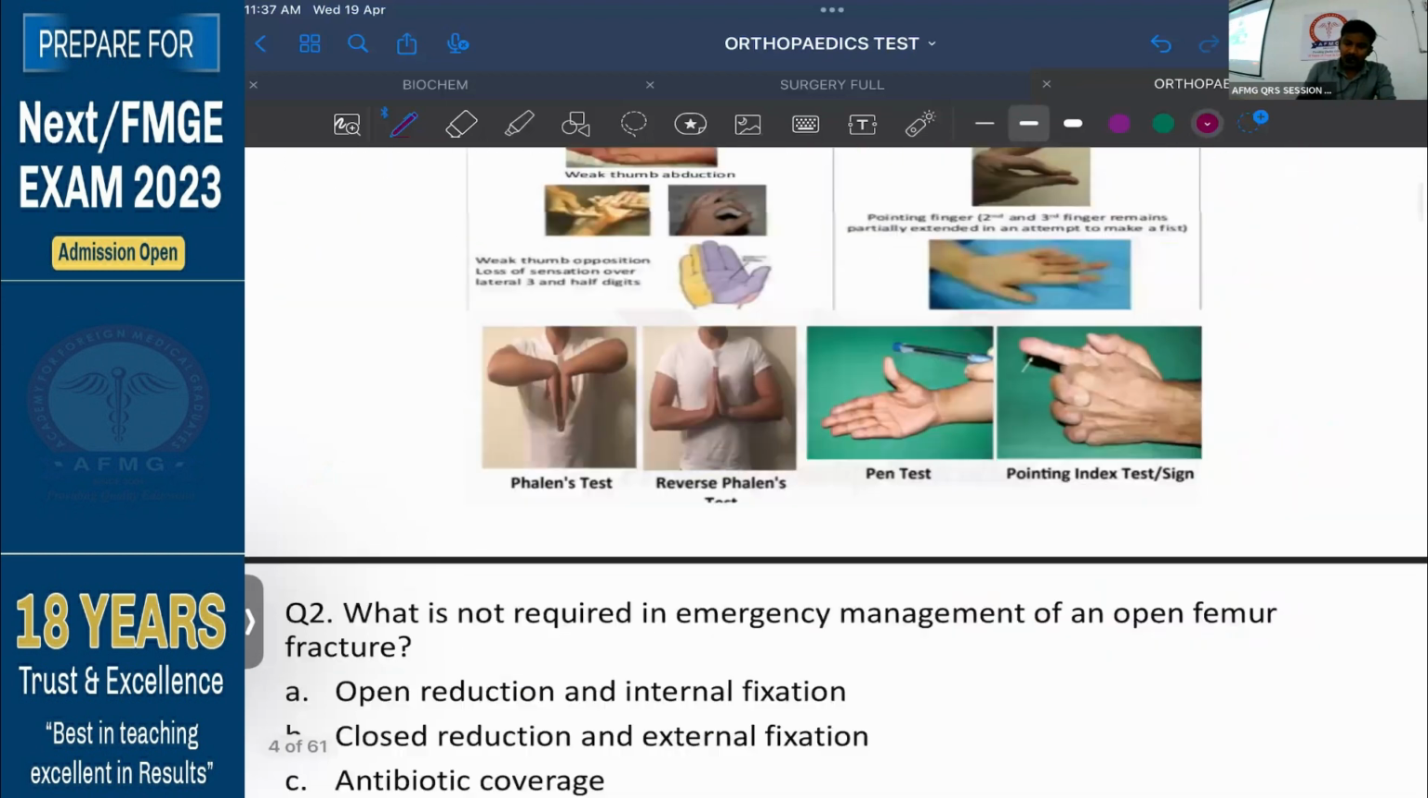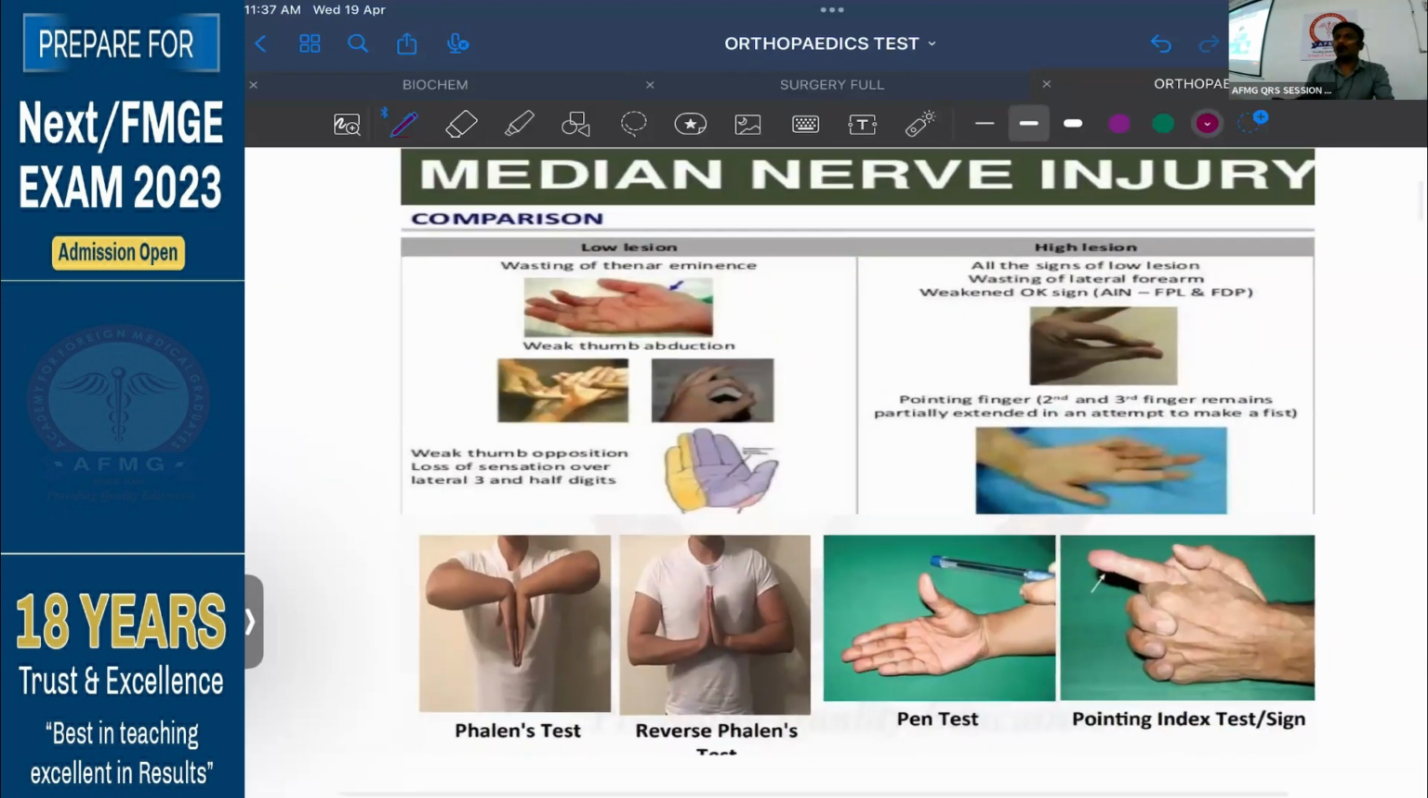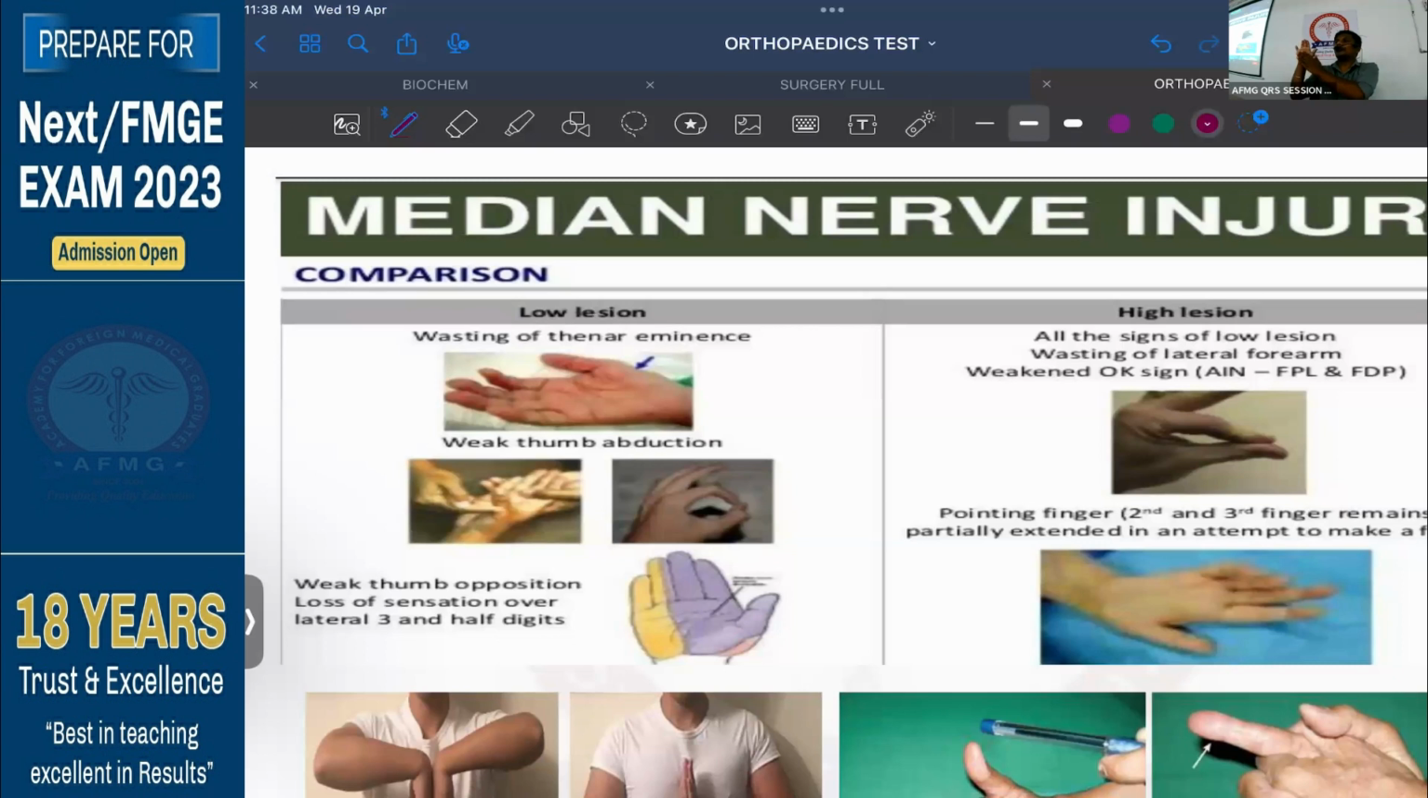Okay, moving further. So that was about your median nerve injury. Please remember, median nerve innervates which eminence? Thenar or hypothenar? Thenar eminence, the part below the thumb. And which fingers? Lateral 3.5 fingers are innervated by the median nerve. This is on the palmar aspect. On the dorsal aspect, the tips of the lateral 3.5 fingers are also innervated by the median nerve. These tips are supplied by the median nerve from behind.